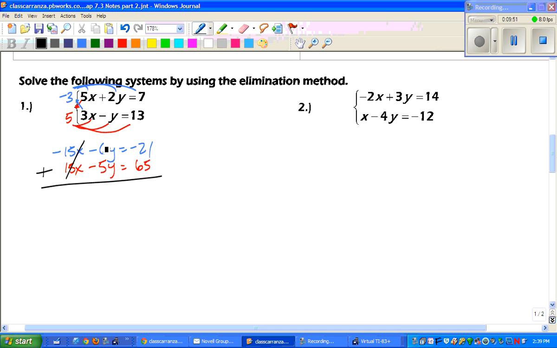Okay, those cancel out. You get negative 11y equals, add those up, 44. To get the y by itself, we have to divide both sides by 11, and that's a negative 11, and we get y equals negative 4.